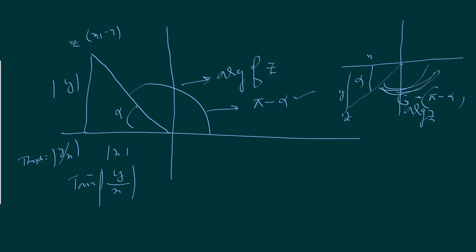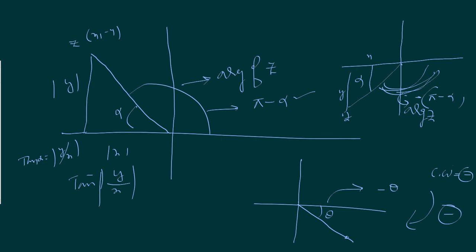This minus, right? Suppose z lies in the fourth quadrant, this angle must be minus theta as we are in this direction, the clockwise direction. The clockwise direction is negative.